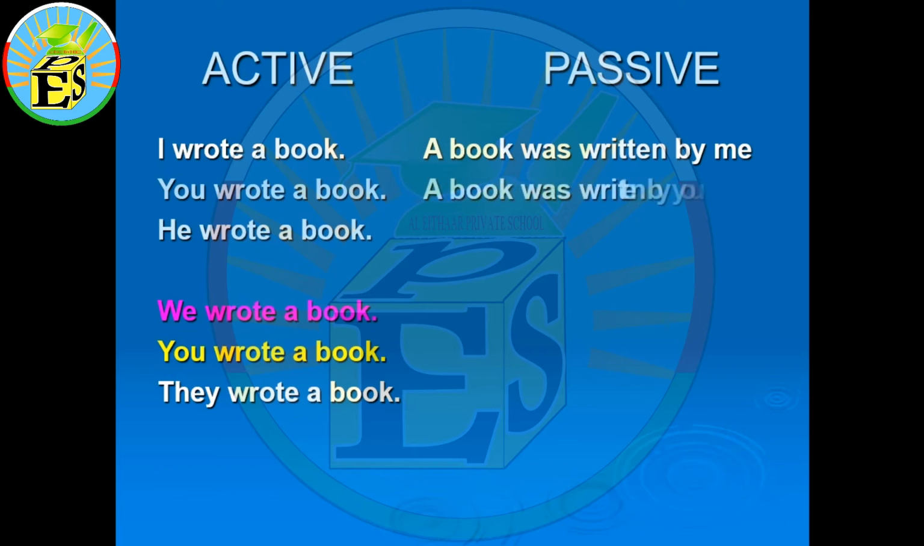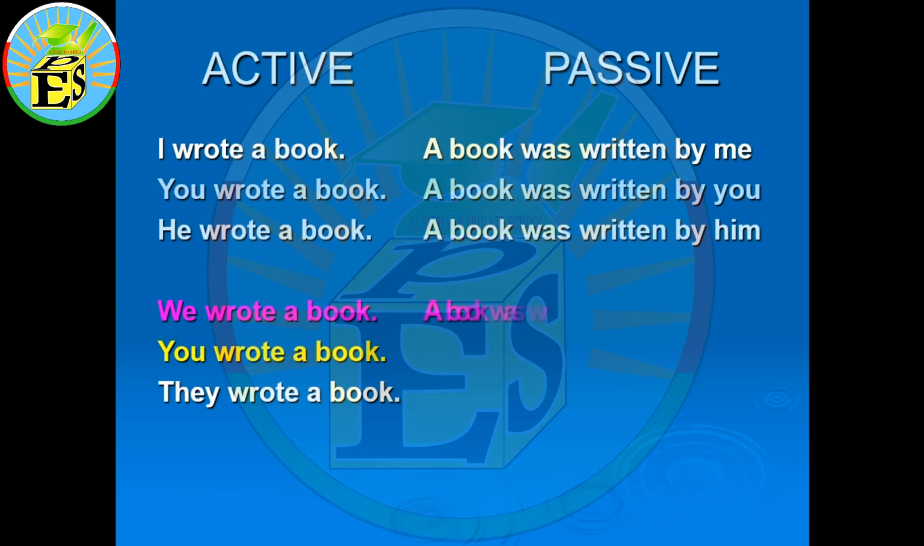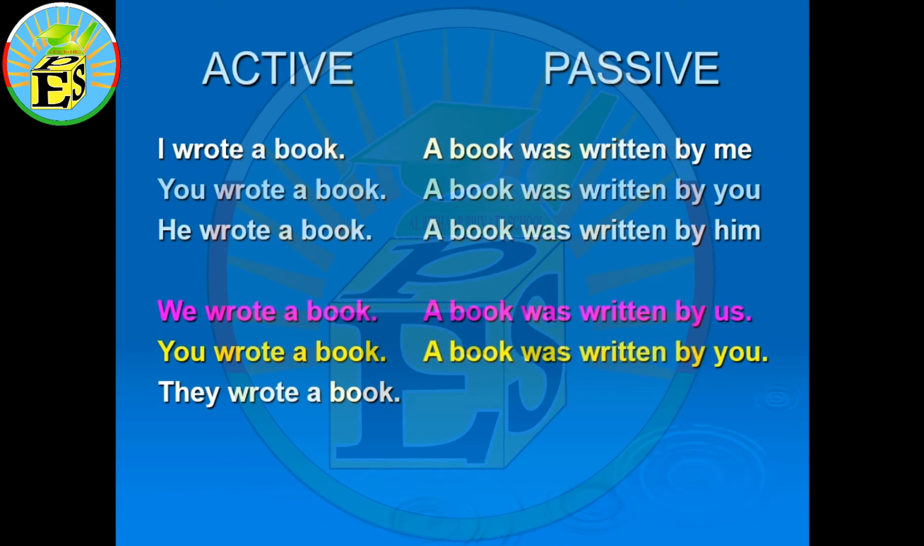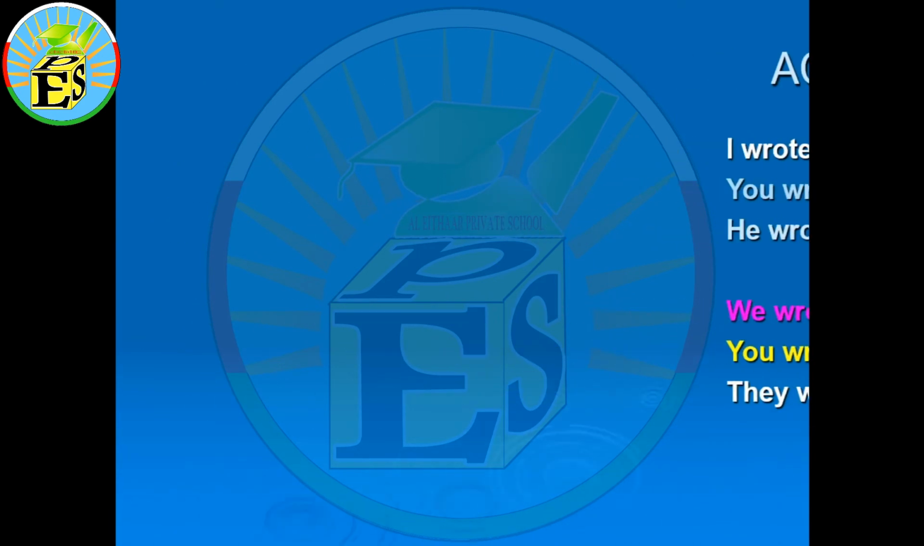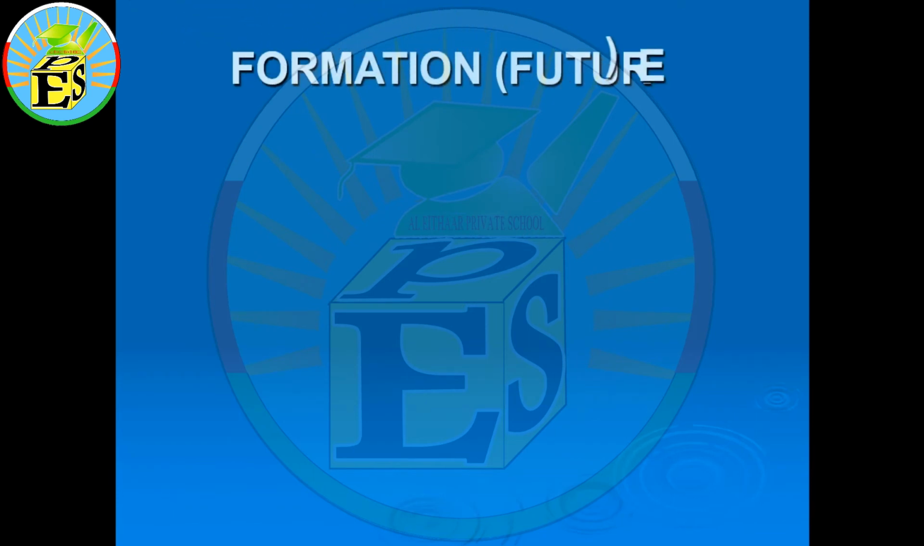You wrote a book: a book was written by you. He wrote a book: a book was written by him. We wrote a book: a book was written by us. You wrote a book: a book was written by you. They wrote a book: a book was written by them.